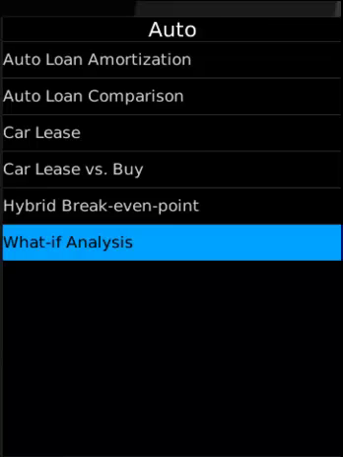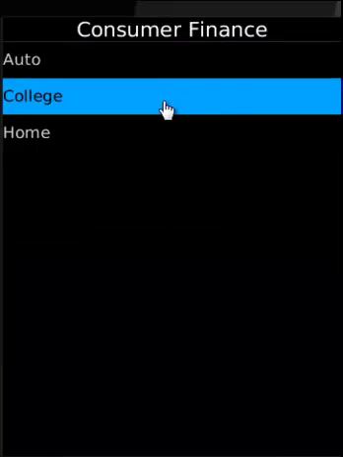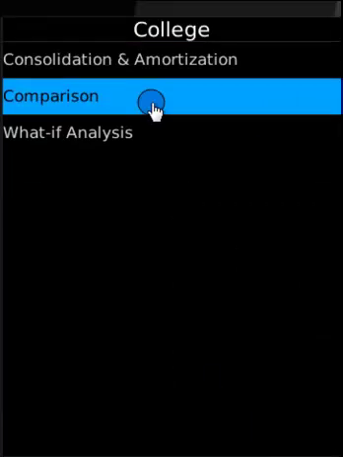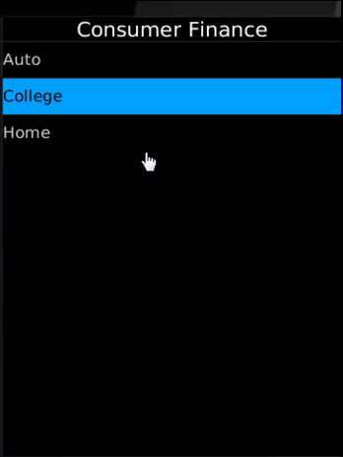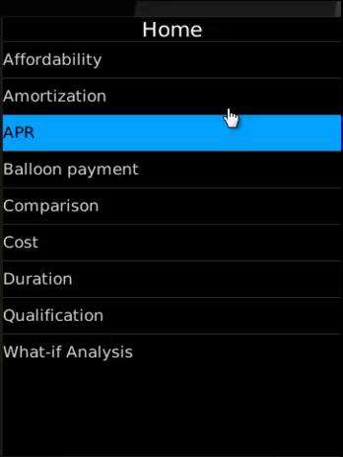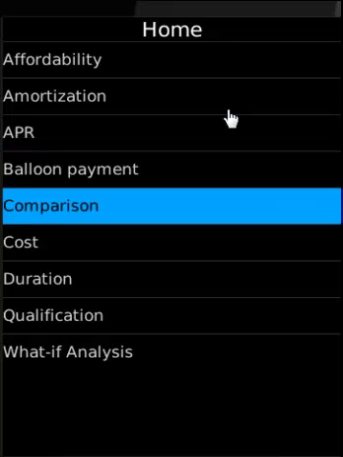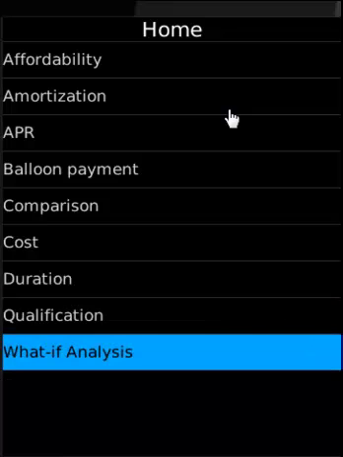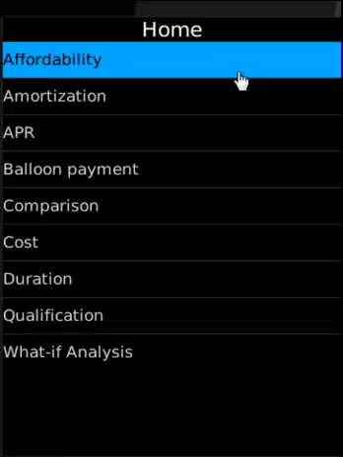Okay, so we covered the auto loan. Now consumer finance: you can consolidate the student loans, especially the federal student loans, and you can also amortize. A comparison that we have seen before. What-if analysis, we have seen this before. In case of home, we calculate the affordability, amortization, APR, balloon payment, comparison. That's something we have seen before. Loan cost, duration, qualification, and we can also perform what-if analysis.